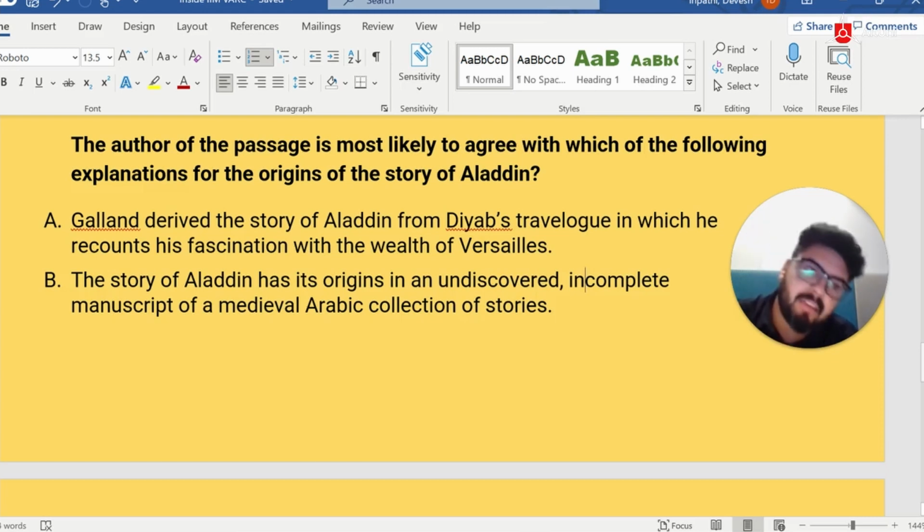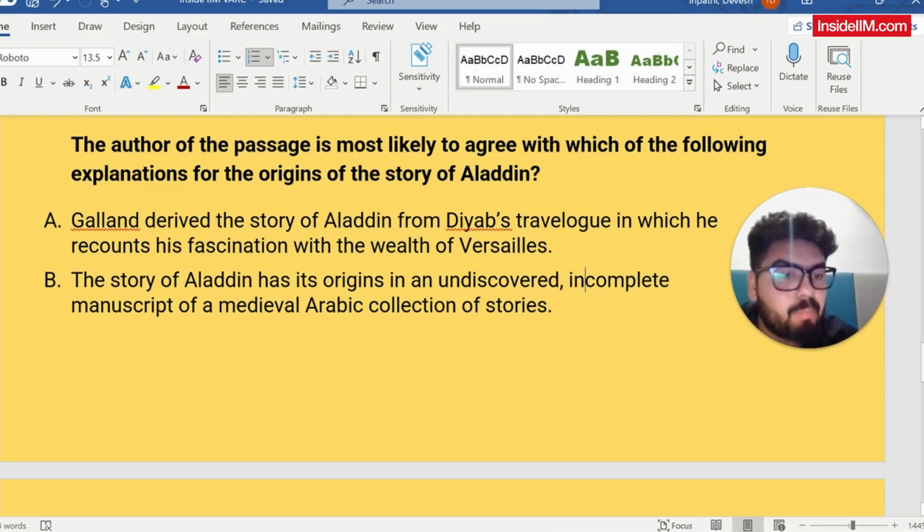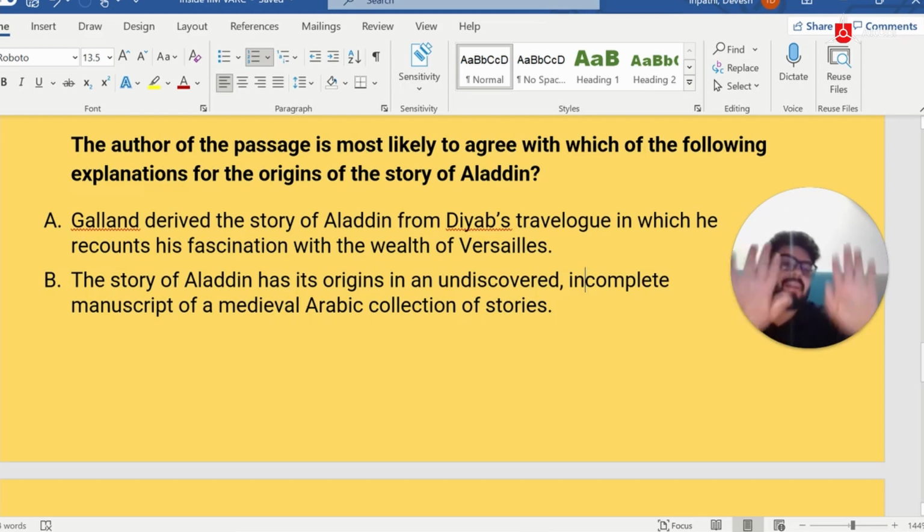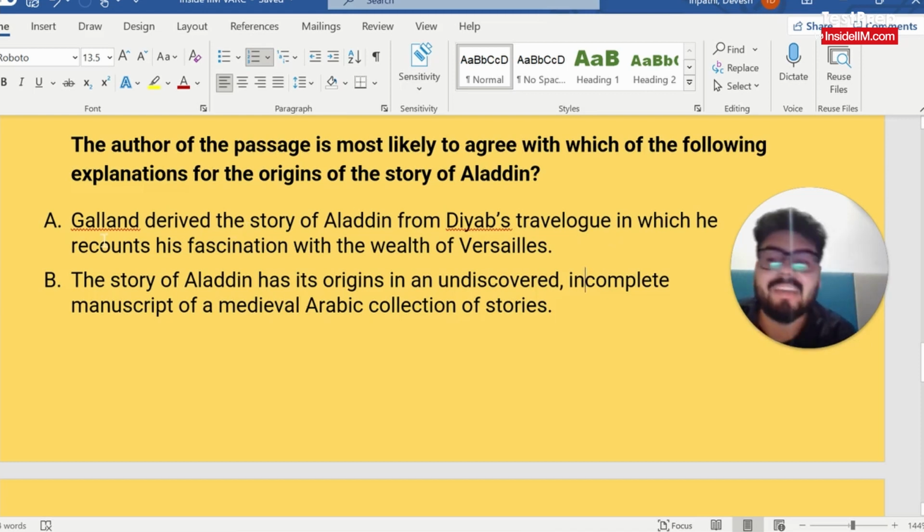Galland has written in his diary that he heard the story from Diab, but it is nowhere explicitly mentioned that Galland derived the story of Aladdin from Diab's travelogue. Had it been derived from Diab, it would have made complete sense. Diab's travelogue, in which he recounts his fascination with the wealth of Versailles, is a memory trap.